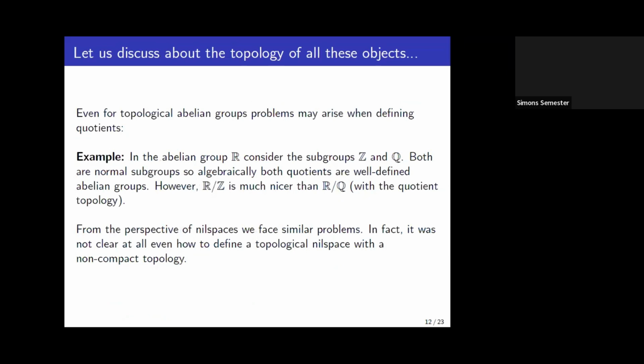Okay, let's talk a little bit about topology. I don't want to go much into details with this, but just some things that are important to have in mind. We will face the same problems for nilspaces as we face in group theory. So for groups, if you take R as a group, you take the quotient by Z or Q as an algebraic object without topology, those are perfectly fine cosets. But it turns out that when you add topology, this is much better than this one. And the same will happen with free nilspaces. We will have to put some conditions in order to ensure that we don't run into this type of problems.